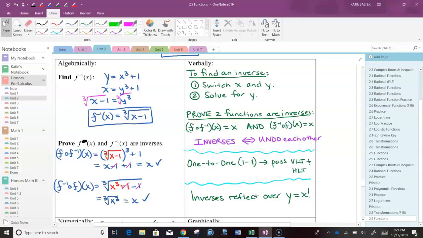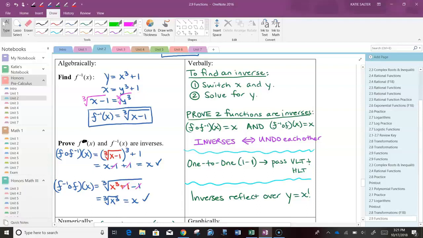One-to-one functions. Remember, in order for a function to be one-to-one, it must pass the vertical line test and the horizontal line test. So if you think about what the graph of y equals x cubed plus 1 looks like, we know that's a one-to-one function. Also, remember, inverse functions should reflect over y equals x. Even if they're not functions, even if they're just inverses, they always reflect over y equals x.